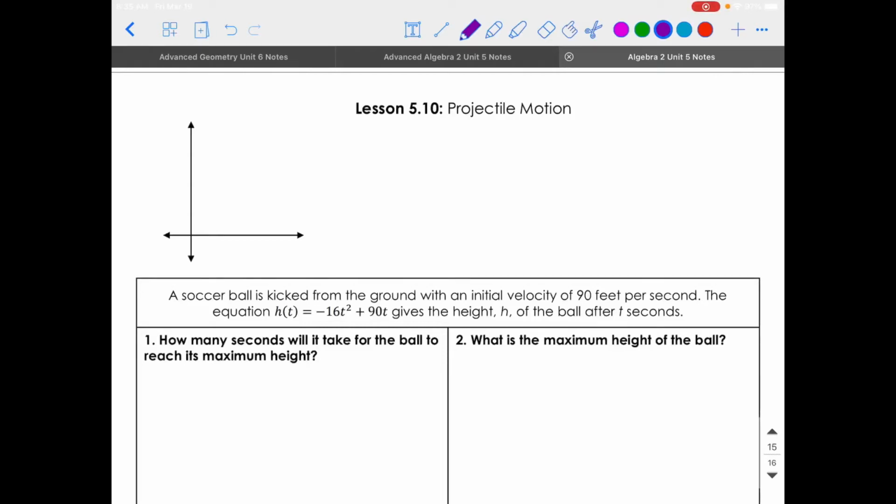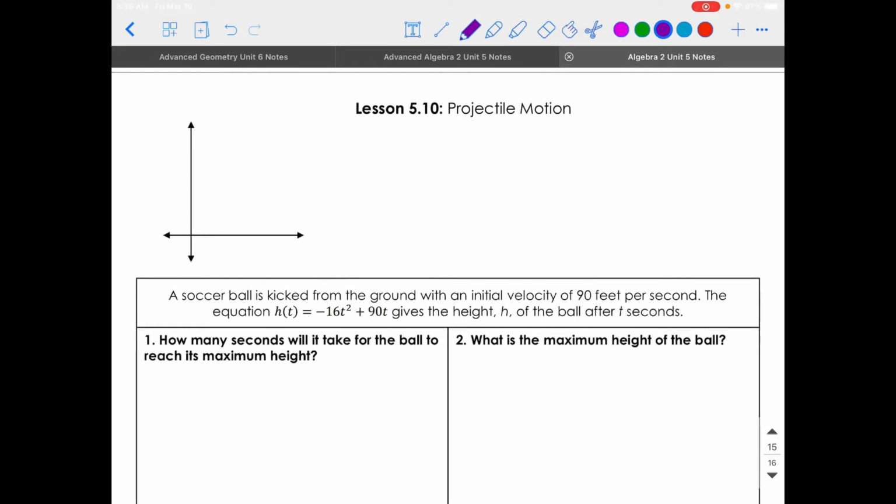Hey guys, in this video we're doing lesson 5.10, which is on projectile motion, and this is the last lesson of the unit. So projectile motion, these questions are all about like throwing a ball in the air or launching a rocket, something that actually causes a parabola because it goes up, and as time increases it comes back down. And so all of these questions are going to ask sort of the same things.